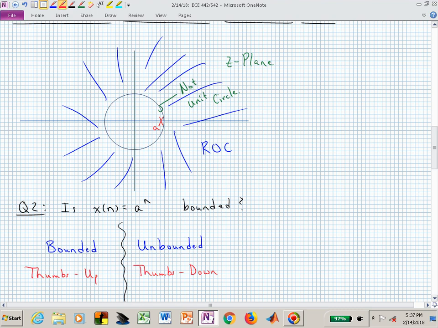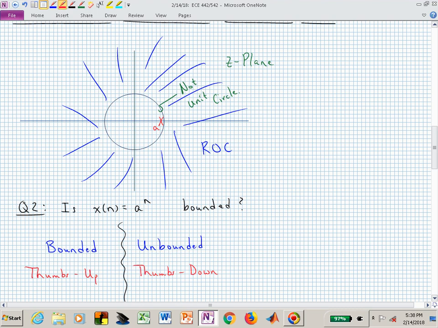Question 2: is x of n equal to a to the n bounded? Here I'm going to give you two options. We all know what it means to be bounded, right? It's not going unbounded. Unbounded means it's going very large. Bounded means it's well behaved. And a is some number that we're raising to different powers. Hopefully you remember what that corresponds to from quiz question 1, what values of n that corresponds to.